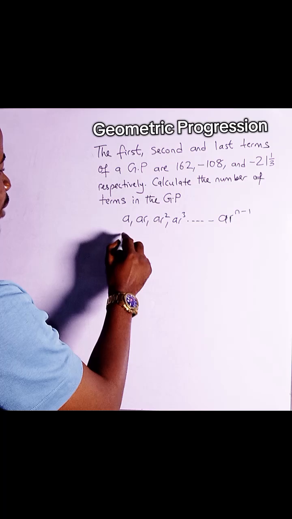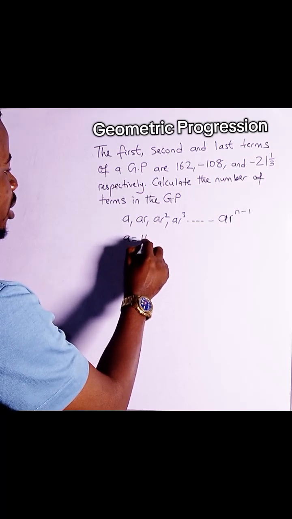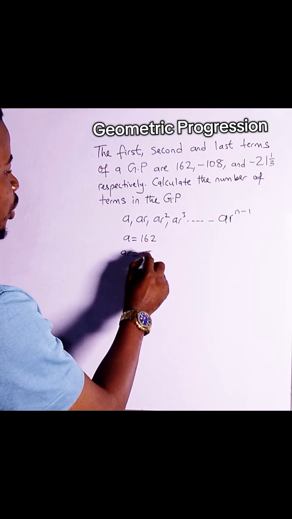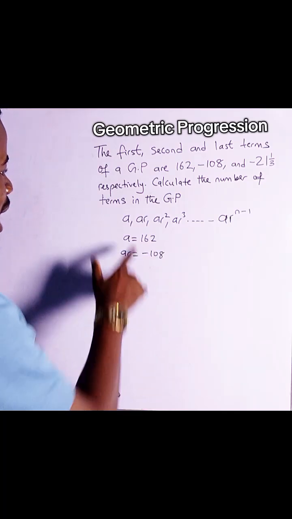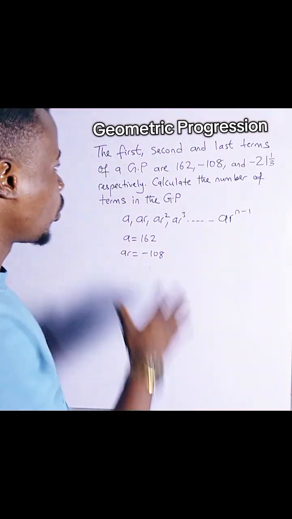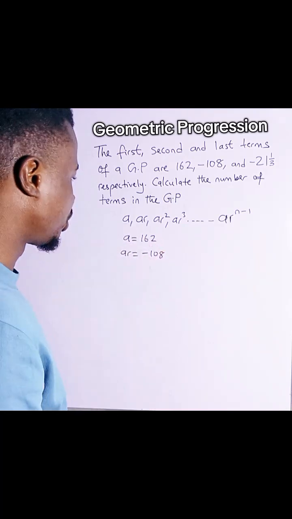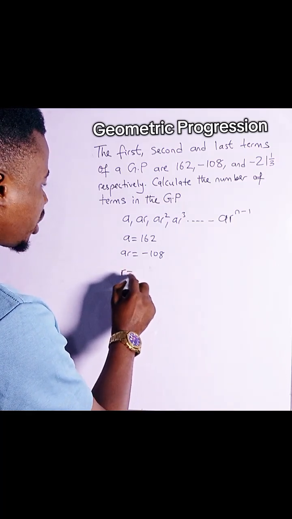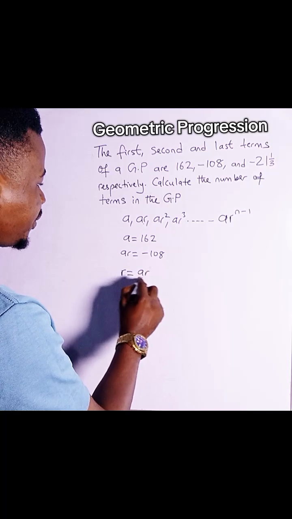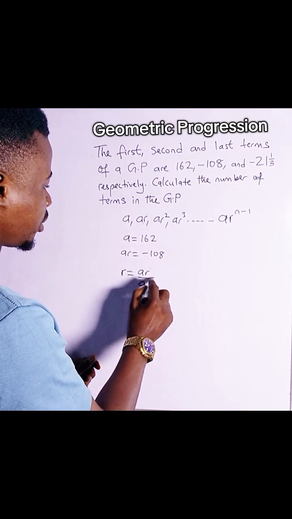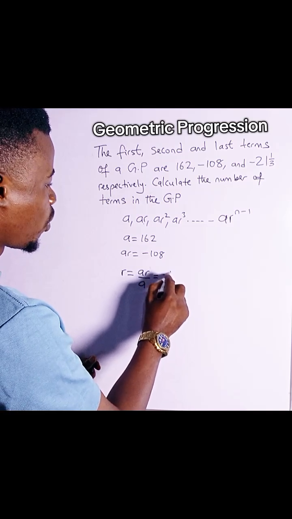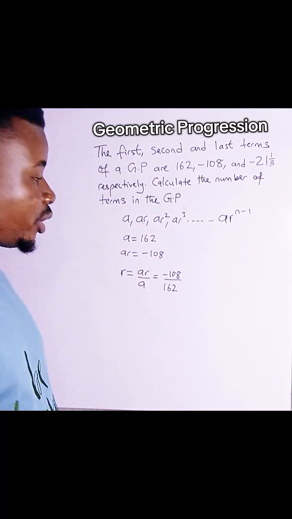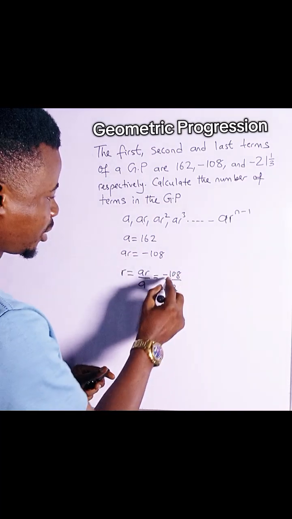So we are told that the first term is A, so our A is 162. And the second term, which is our AR, is minus 108. So now, what is R? Our R is the common ratio. That's what makes it a GP. It has a common ratio. So we cannot calculate our R from here. Our R is usually the second term, AR, divided by the first term, A, which is minus 108 divided by 162.